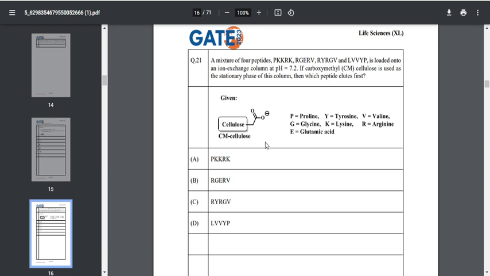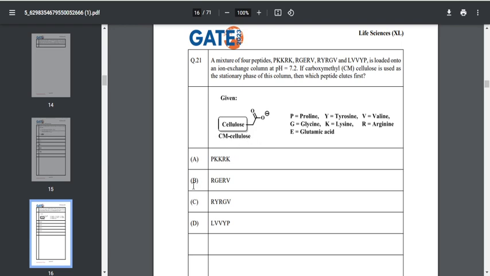R for arginine. Here they are asking, if carboxymethyl cellulose is used, it's a negatively charged ion, so positively charged atoms will bind to it. Here they are asking which peptide will elute, come out, first. So those negatively charged proteins or negatively charged amino acids will be coming out of the solution, since they can't form a bond. So option A is incorrect because they are positively charged.